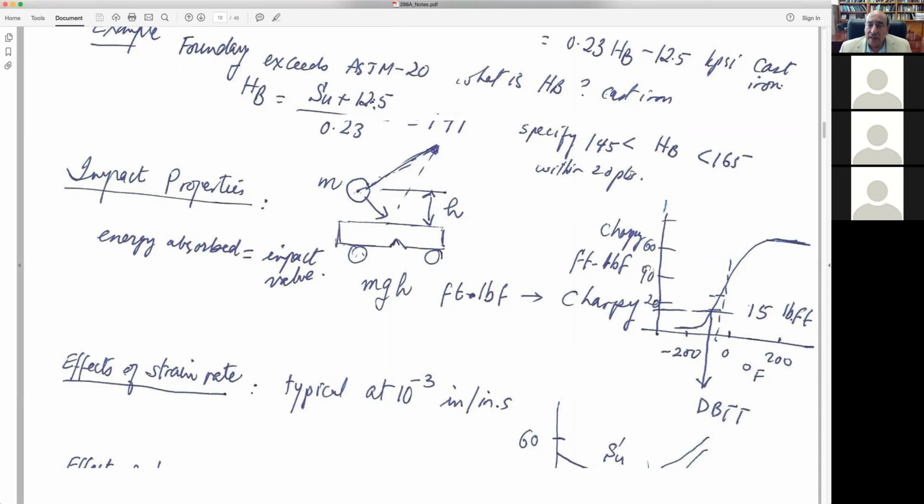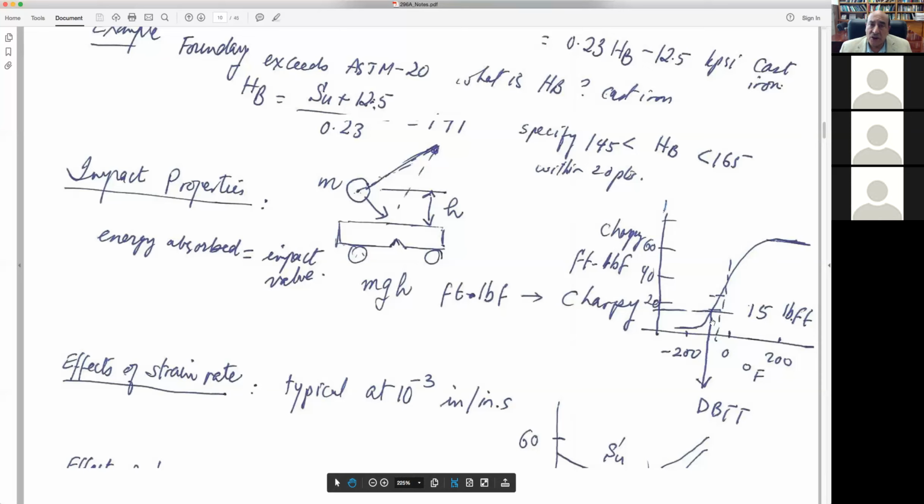We plot the impact value in foot-pound versus the temperature. And generally, we get a curve that looks like a step like this. So it has very low values at low temperatures and high values at high temperatures. And in between, you have a transition. And this transition is known as the ductile to brittle transition temperature.